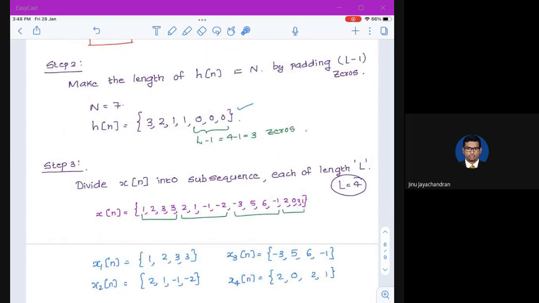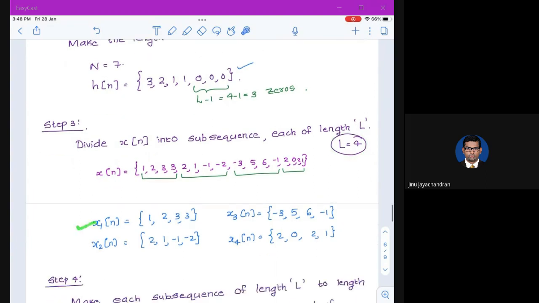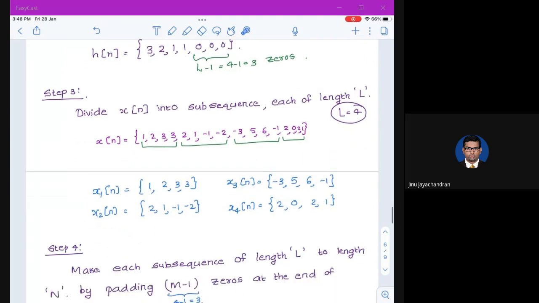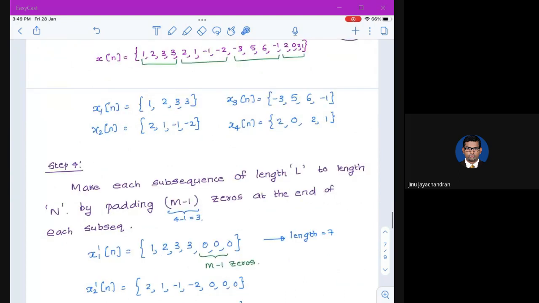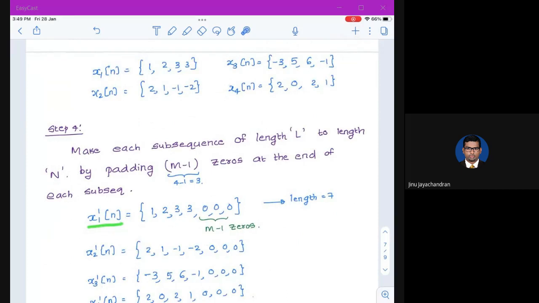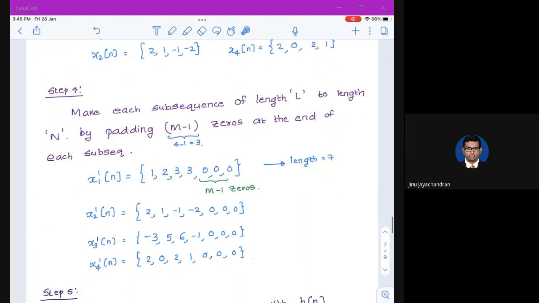Next, you divide x of n into multiple subsequences or blocks, each of length L equal to 4. So you take x of n and divide it into 4 different blocks, each of length L equal to 4. Next, you make each of these x1 of n of length capital N by padding enough zeros, or you pad M minus 1 zeros. So you take x1 of n, then you pad M minus 1 zeros to make its length equal to capital N. Same procedure, you repeat it for all the blocks.